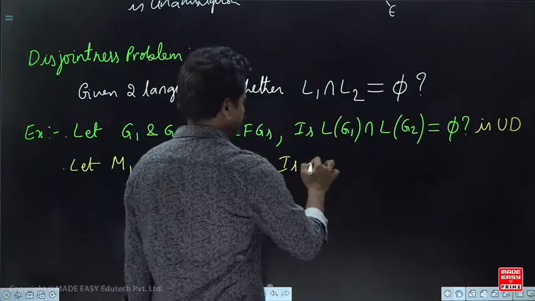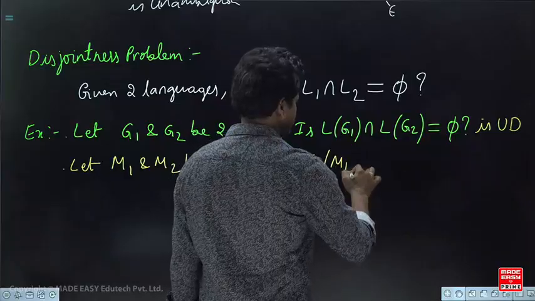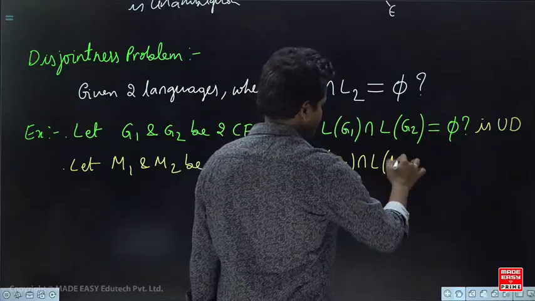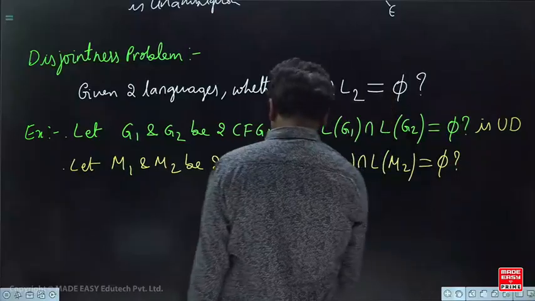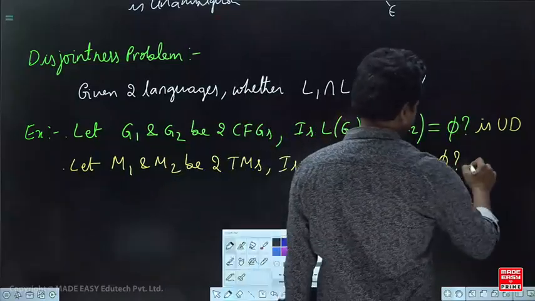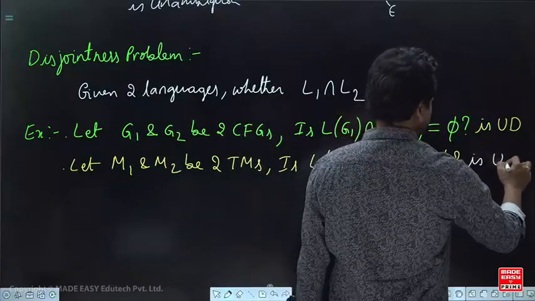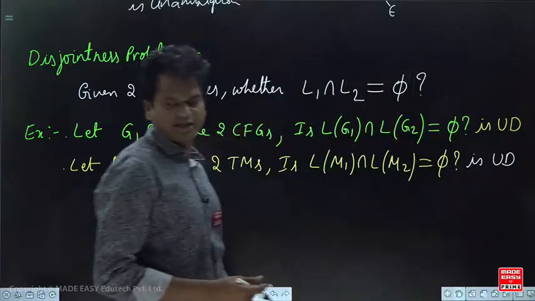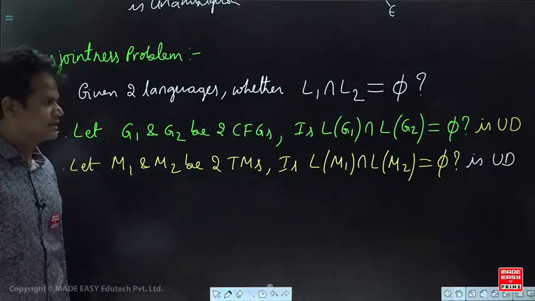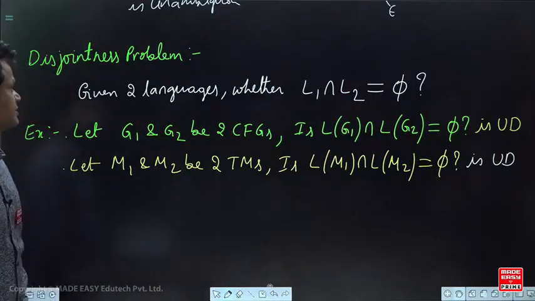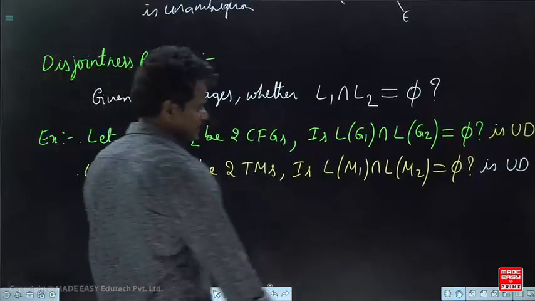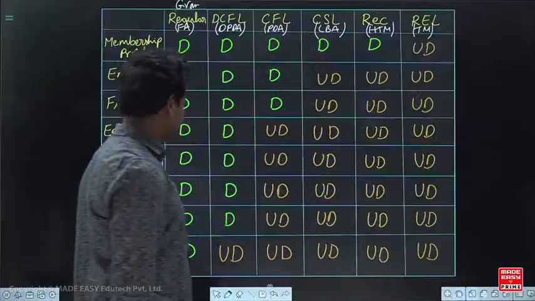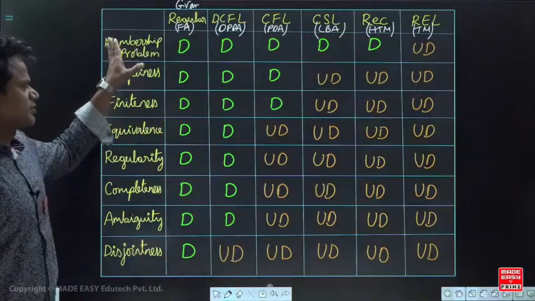Is L of M1 intersection L of M2 equal to empty? So the disjointness of RE languages, Turing machines, and grammars are all undecidable. That's all, guys. We have done this disjointness.